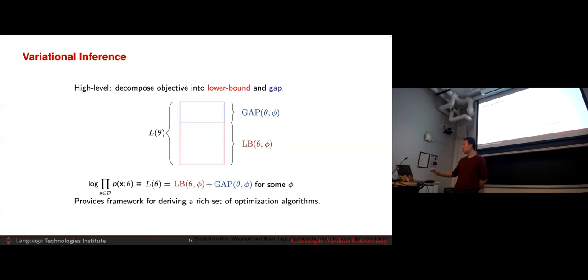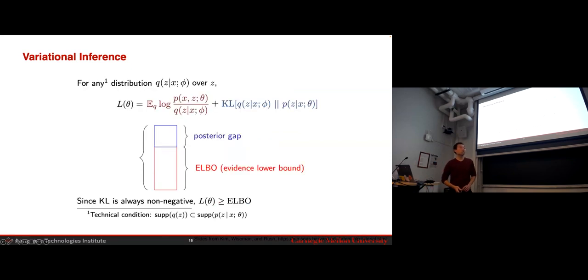Of course, I'm not going to be able to compute P exactly. I'm going to choose something that is easier to compute. That's my lower bound, and a gap, the gap I give up. There's no way I'm going to be able to compute it exactly. But ideally, you want the gap to be as small as possible. So you want to get a lower bound that is easily computable, with some gap that you give up. The gap should be as small as possible so you don't lose too much accuracy.